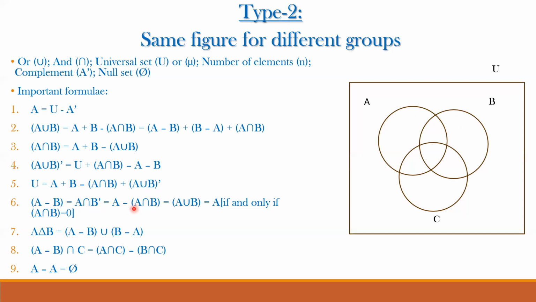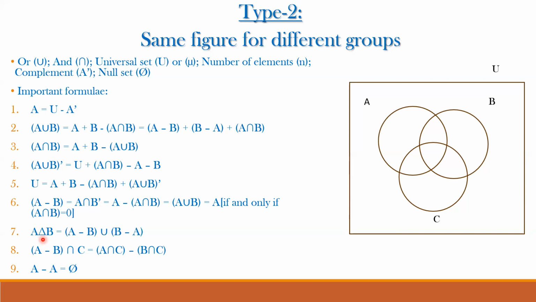So that is A minus A intersection B, also written as A intersection B complement. Fine. That is A minus A intersection B. And this A minus B is purely this set A if and only if A intersection B is equal to 0.